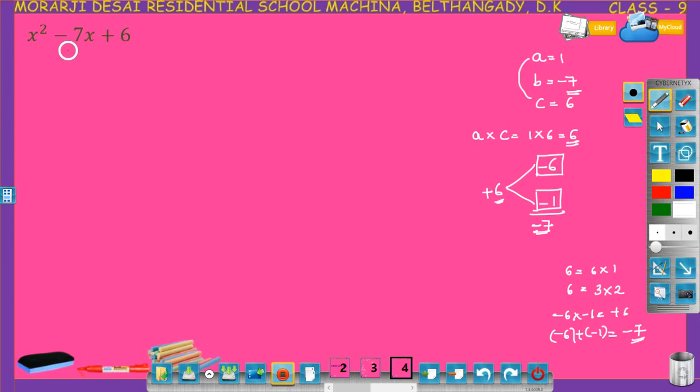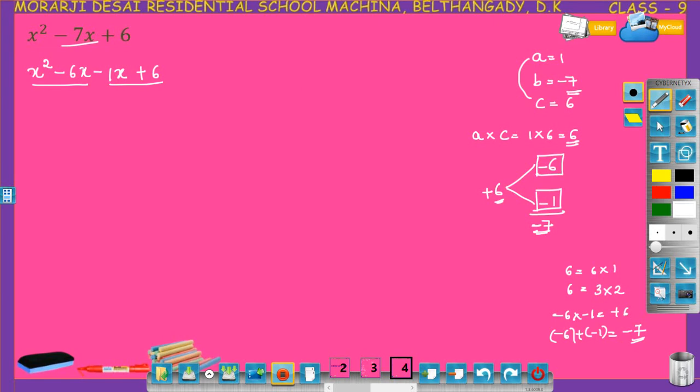Now you have to split minus 7x such that you have to write it as minus 6x minus 1x. First term and last term as it is, x square and plus 6. You have to split the middle term, that is minus 7x. Write it as minus 6x minus 1x. Now grouping. First and second term group together. Third and fourth term group together.